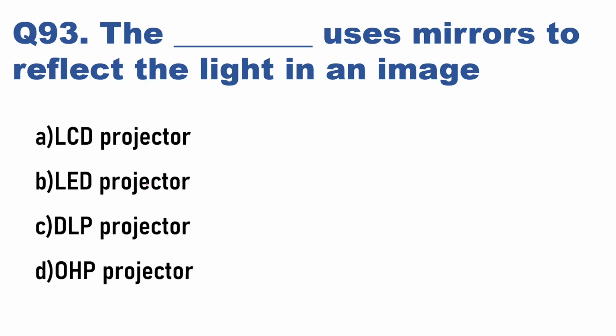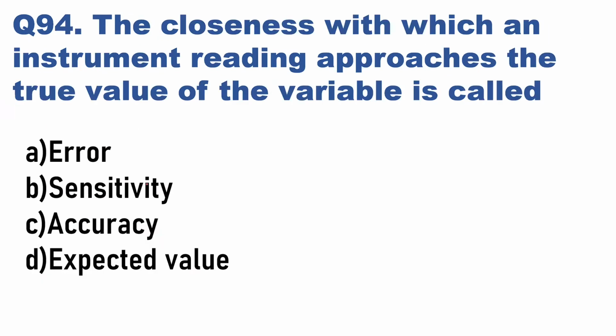So these all projectors use mirrors in some way, but the specific answer which uses only mirrors is the DLP processor, that is digital light processing projector, which is specific in using mirrors. So option C we can give as a specific answer for this question. So it is DLP projector. So here you can see option C, DLP projector, that is digital light processing projector, uses mirrors to reflect the light in an image. Then we'll go to the next question, question number 94.